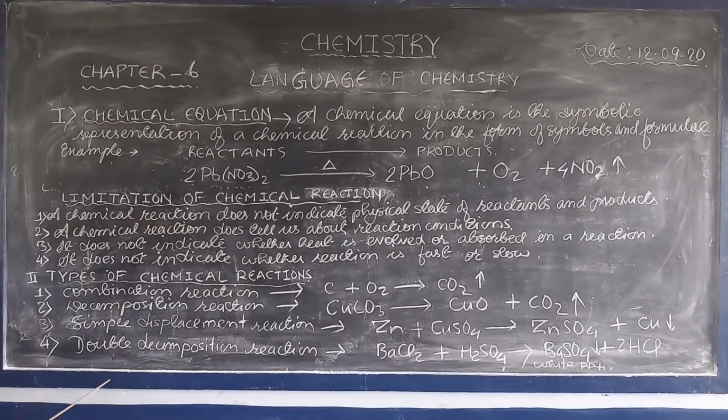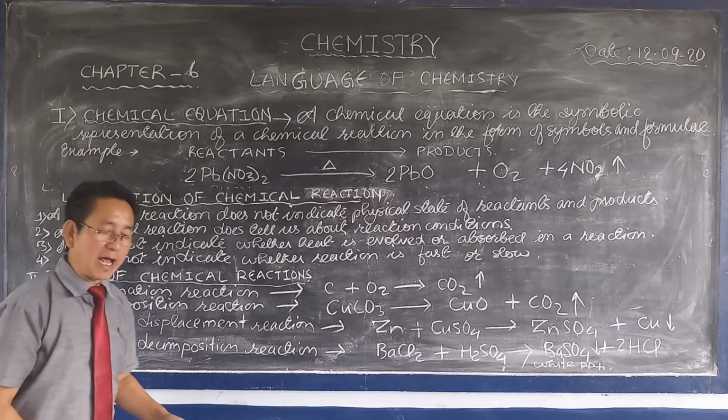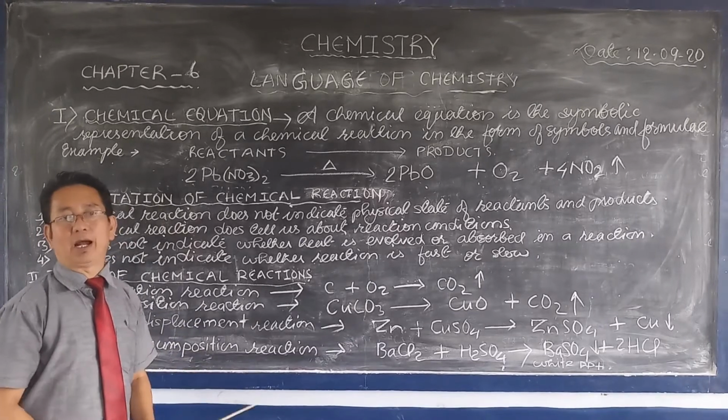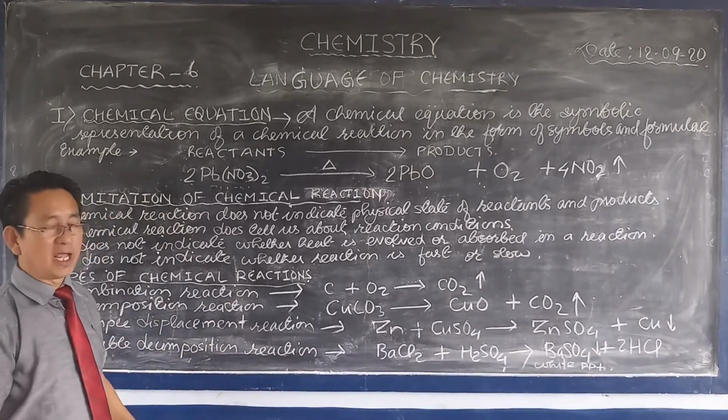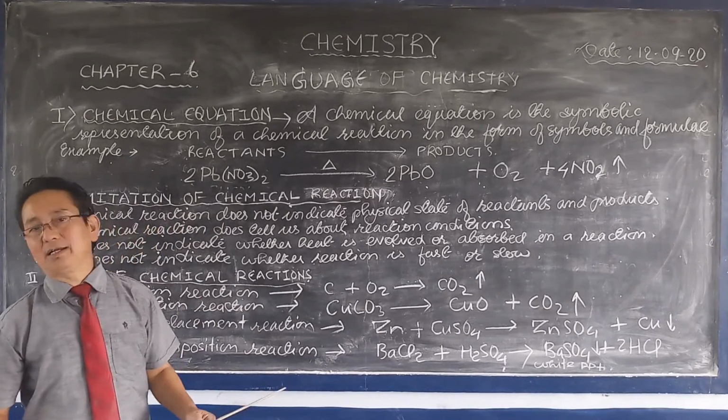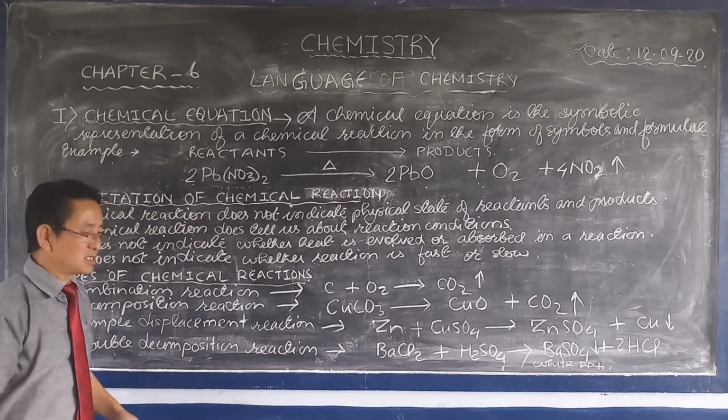Now next, types of chemical reactions. Chemical reactions are broadly of 4 types. The first is combination reaction or synthesis reaction. Now, what is a combination or synthesis reaction? A chemical reaction in which 2 or more reactants directly combine with each other and give a single product is known as a direct combination or synthesis reaction.